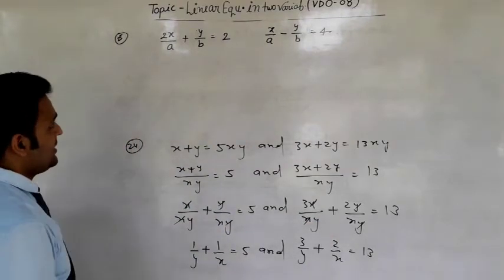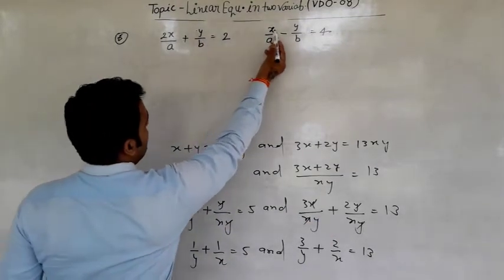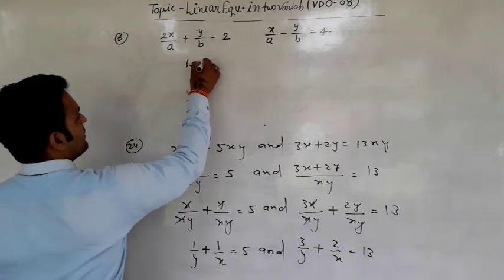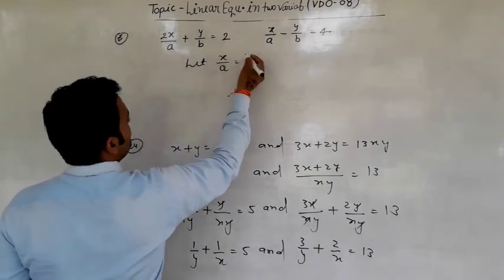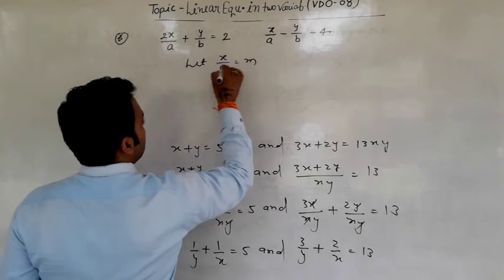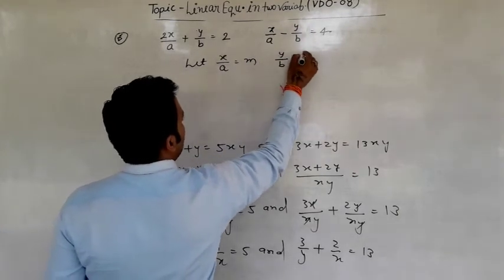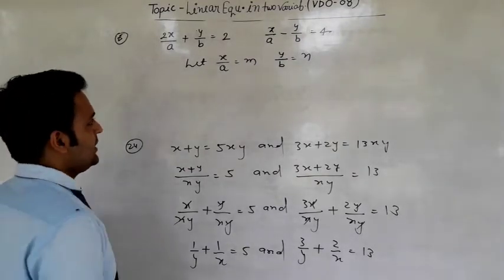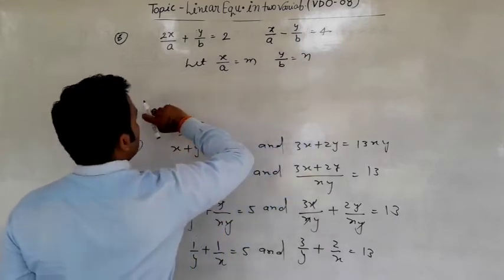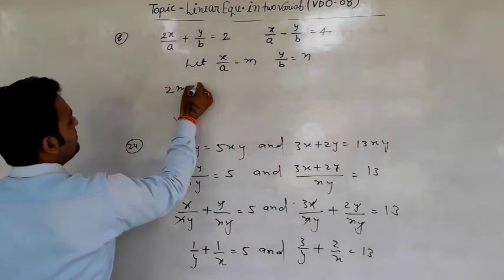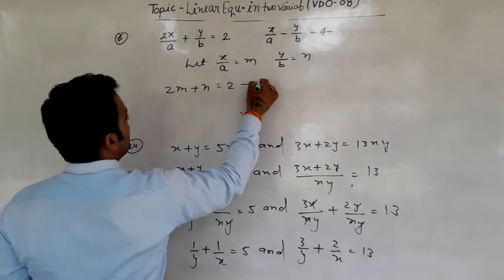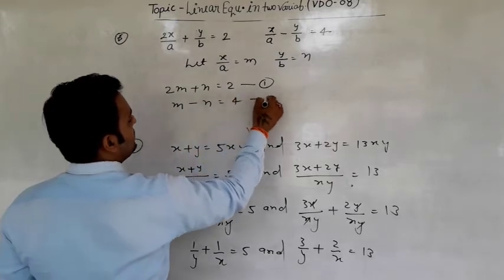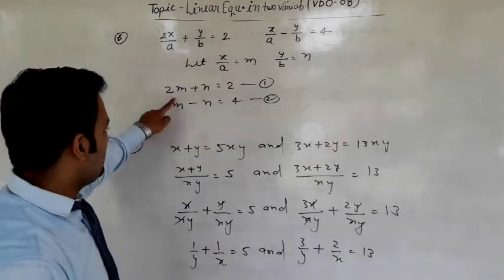Students, let's see. x upon a and y upon b are the common terms of both simultaneous equations. Okay students, so let x upon a is equal to m and y upon b is equal to n. Okay, you can do it. x upon a is equal to m, y upon b is equal to n. So then this will be 2m plus n is equal to 2, equation first, and this will be m minus n is equal to 4. Okay, solve for m and n variables.